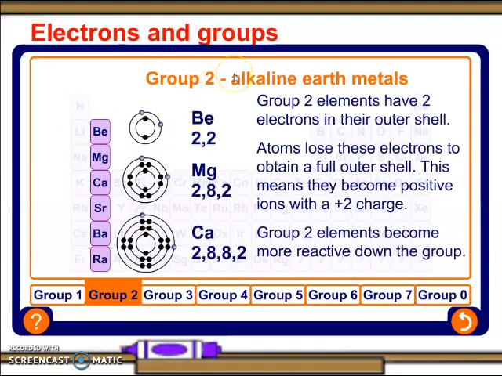Group 2. Alkaline earth metals. Group 2 elements have 2 electrons in their outer shells. Atoms lose these electrons to obtain a full outer shell. This means they become positive ions with a positive 2 charge. Group 2 elements become more reactive down the group.